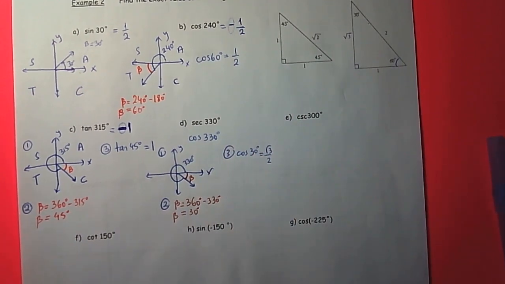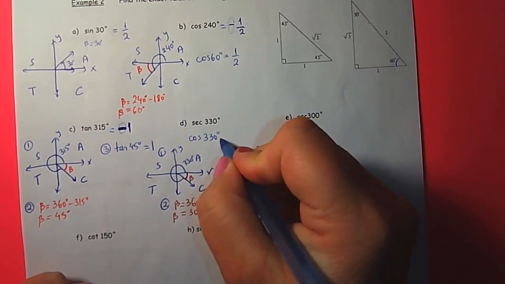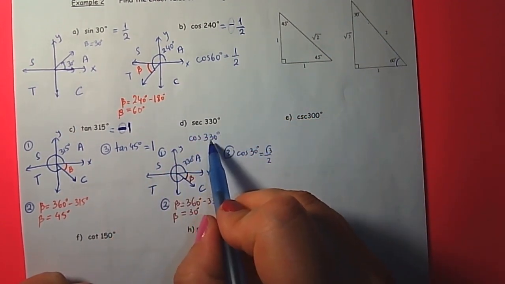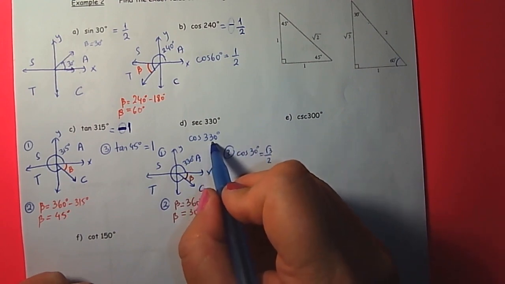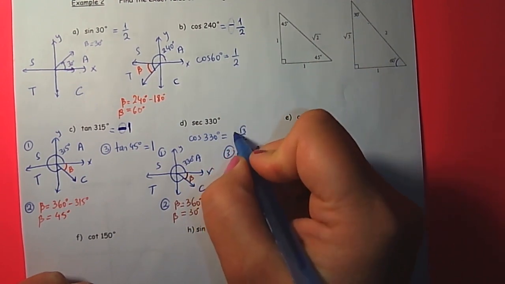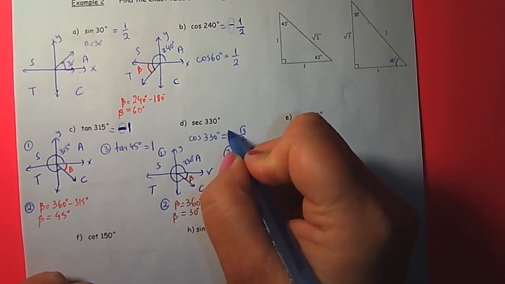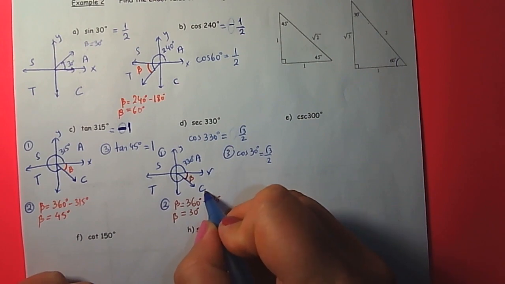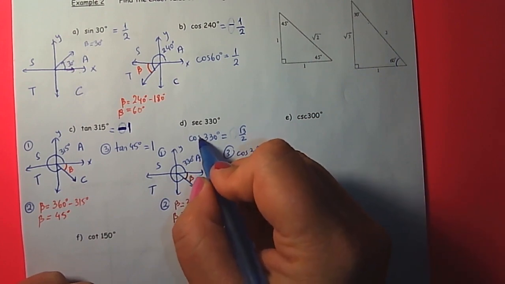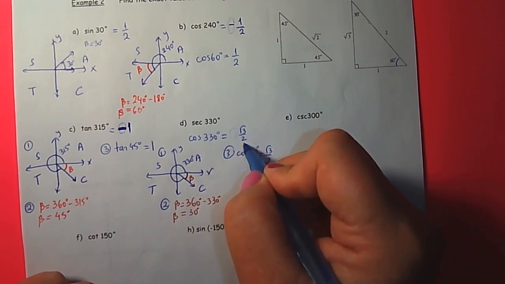And the last, step 4, write the CAST. We know that 330 degrees and 30 degrees are related. Cosine 330 will have the same numerical value, root 3 over 2. But now you need to decide if you need to put a positive or negative sign here. Using the CAST, we are in quadrant 4, and we see that only cosine is positive. So cosine 330 is positive root 3 over 2.